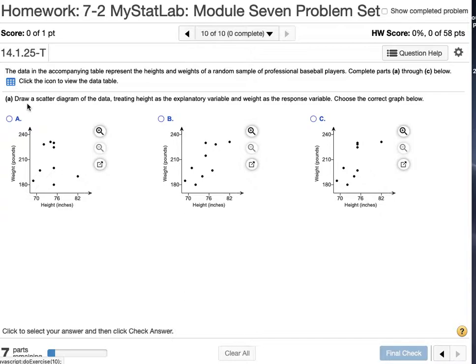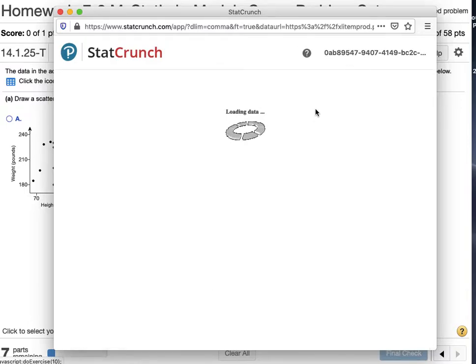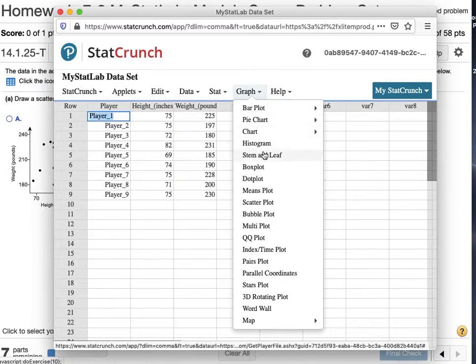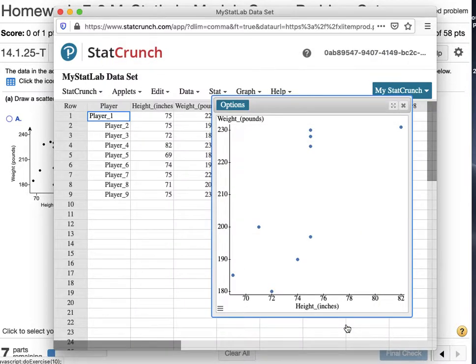Okay, so we're asked to draw a scatter diagram of the data. So we're going to go in here. Let's see. And then here we have players, the height and weight. Okay. We're going to open this in StatCrunch. And then what we'll do is we'll go into the graph option and then scatter plot. And then the height and weight will be our y variable. All right, so this is what it looks like.